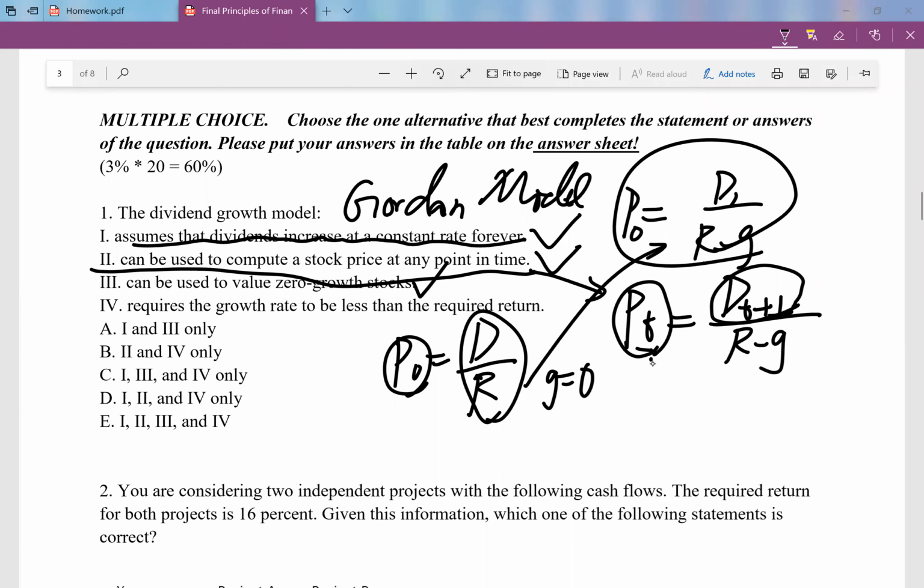Last one: the formula requires the growth rate to be less than the required rate of return. This is one we mentioned several times when we covered the assumptions for this formula. The g must be less than r. If not, the price you solve will be negative. So g must be less than r and also not close to r. If r and g are very close, you will get a huge number by taking the inverse of a small number. So r must be bigger than g and they will not be close. So all four statements are correct, and we will choose E.